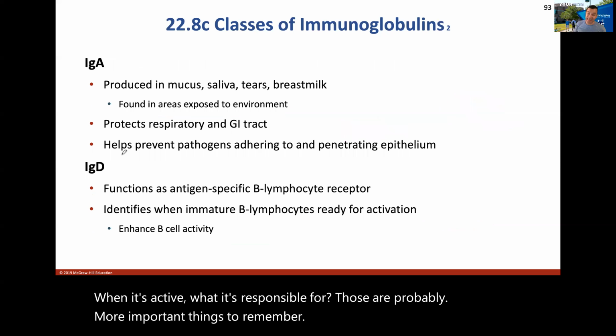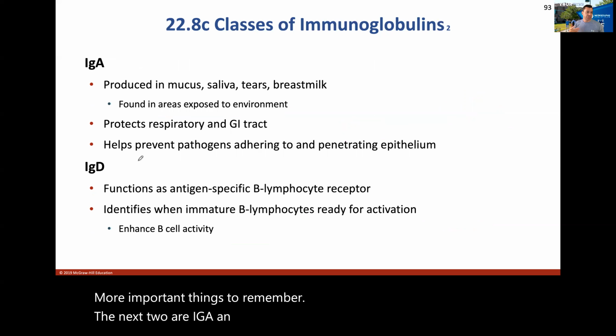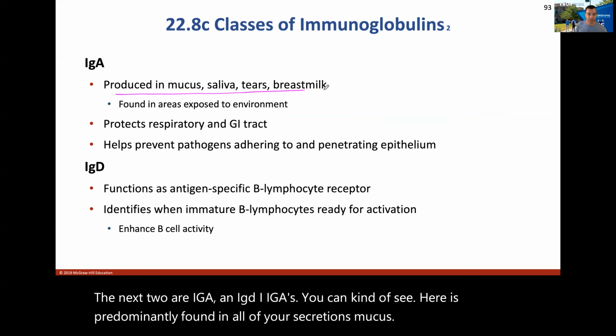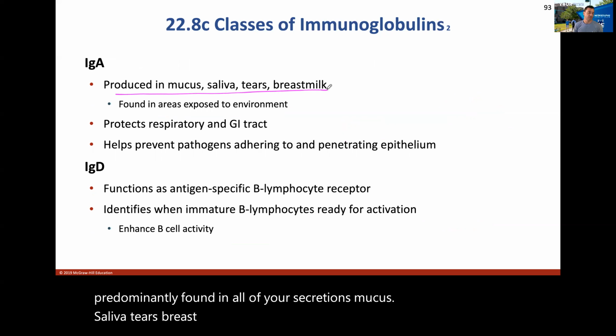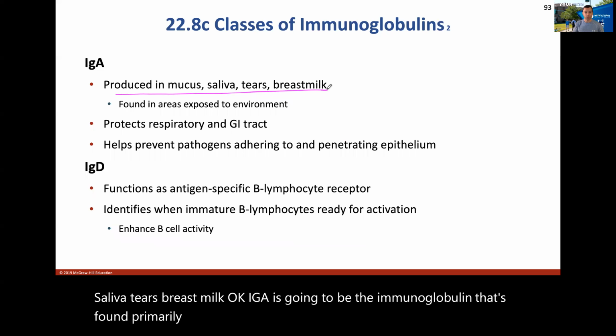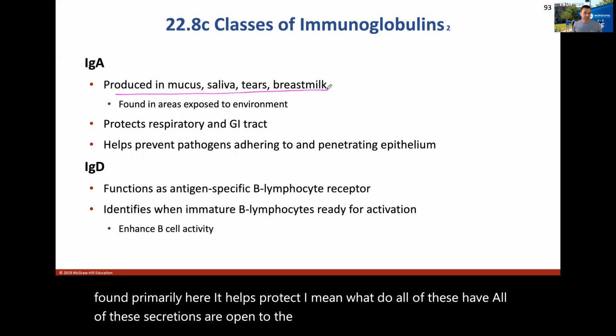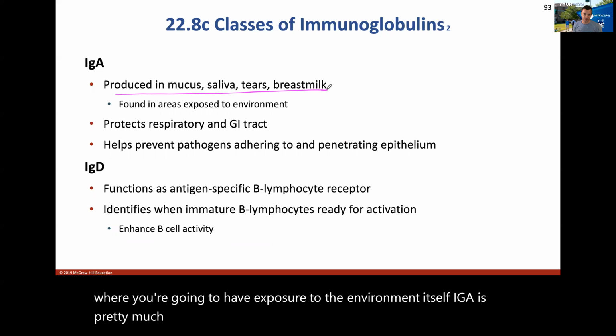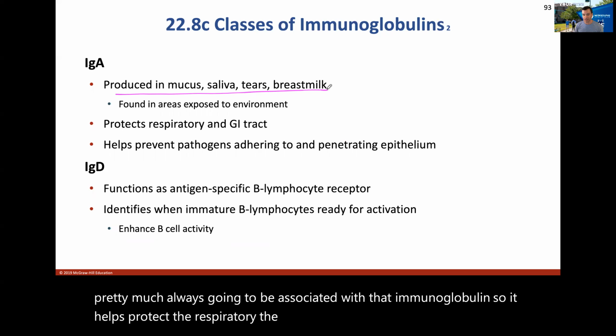The next two are IgA and IgD. IgA, as you can see here, is predominantly found in all of your secretions. Mucus, saliva, tears, breast milk, okay? IgA is going to be the immunoglobulin that's found primarily here. What do all of these have? All of these secretions are open to the outside world, right? So in areas where you're going to have exposure to the environment itself, IgA is pretty much always going to be associated with that. So it helps protect the respiratory and the GI tract. That's where you see a lot of these things.